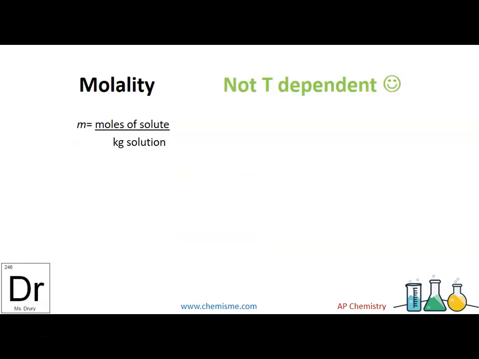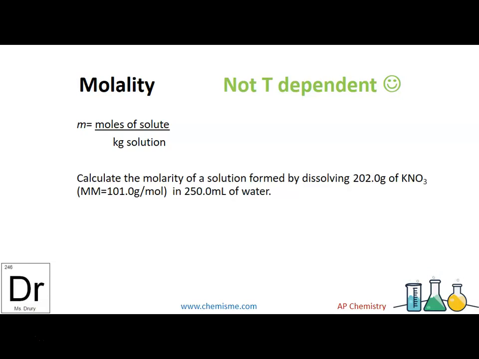Molality, though, is not temperature dependent. If you look at it, it's moles per kilogram of solution. The kilograms or the mass of the substance shouldn't change with changes in temperature. So in that case, we can do the same exact calculation, but do it for molality. So first, again, we're going to do the 202 grams of KNO3 divided by the 101.0 grams per mole, and say that we still have 2 moles.